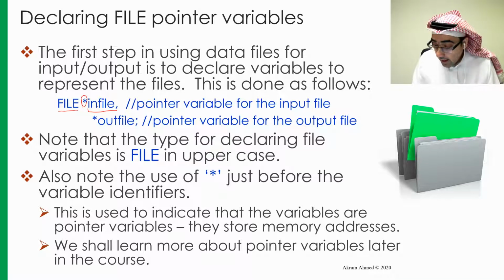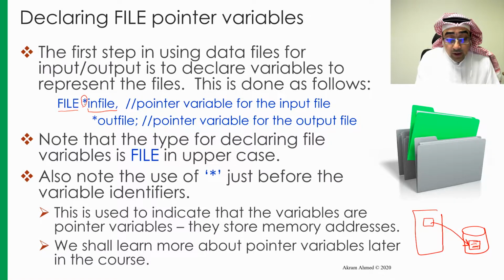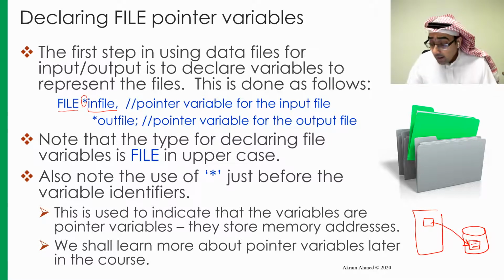So what actually happens is, inside the hard disk of the computer, you will have a file, okay? And that file might have some data, and this is the data that we want to read. So we declare an infile as a pointer. So this is our main program. We declare a pointer over here that can actually point to this file. That is why we have the pointer over here. And this pointer is going to be pointing at that file so that we can actually read and write from it.